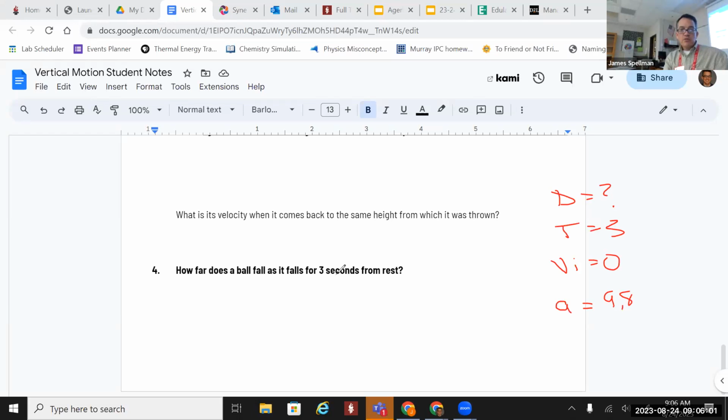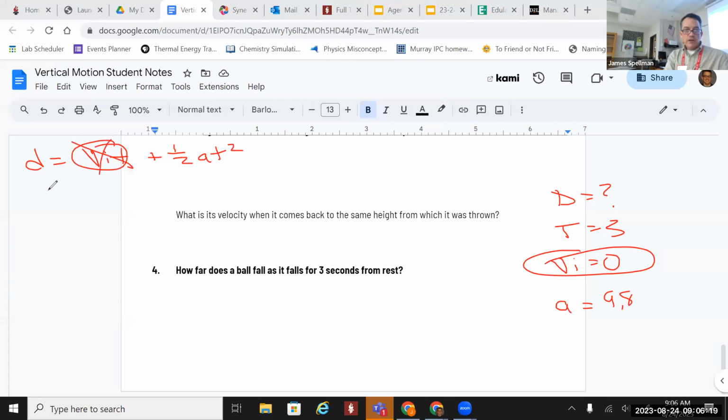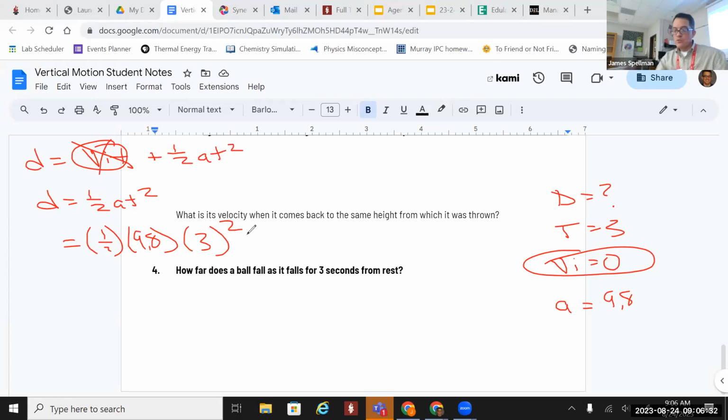Being lazy and not writing the units. But again, we're trying to get a distance on this one. Distance is VIT plus 1/2 AT squared. This is the 4th formula on your formula sheet. Again, because VI is 0, we don't need that. So it leaves us with 1/2 AT squared. So we can just plug things in. I've got a 1/2. A is 9.8. And T is 3. T squared is 3 squared.